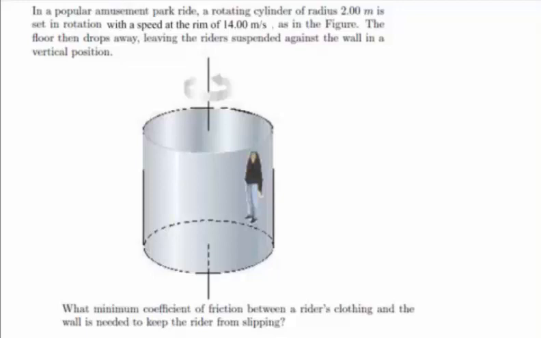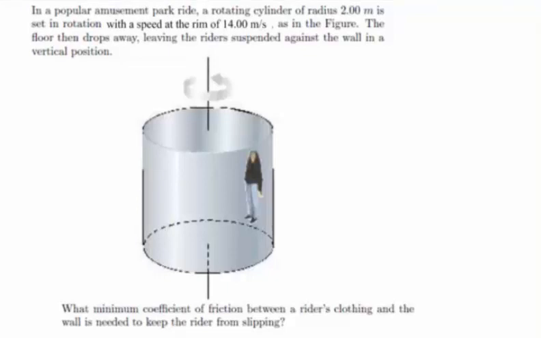In a popular amusement park ride, a rotating cylinder of radius 2 meters is set in rotation with a speed at the rim of 14 meters per second, as in the figure. The floor then drops away, leaving the riders suspended against the wall in a vertical position. What minimum coefficient of friction between a rider's clothing and the wall is needed to keep the rider from slipping?